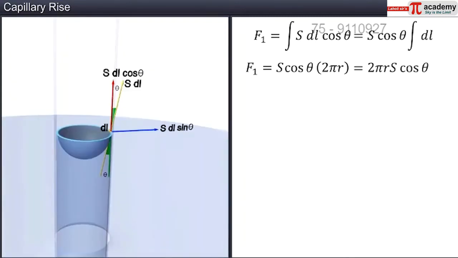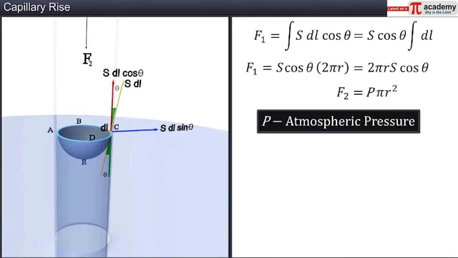The force due to the pressure of air above the surface ABCDE, F2, is equal to P into pi r square, where P is the atmospheric pressure. The direction of this force is vertically downwards.